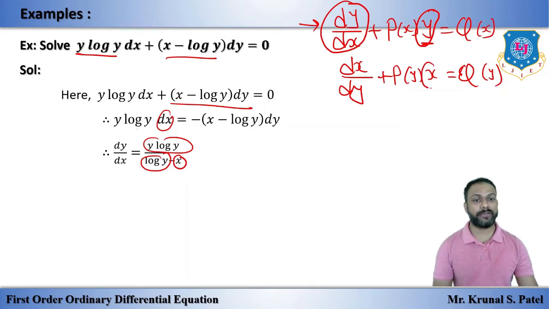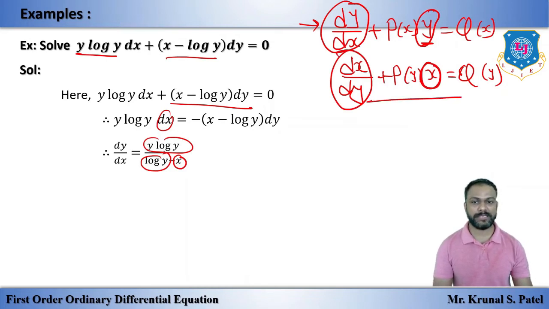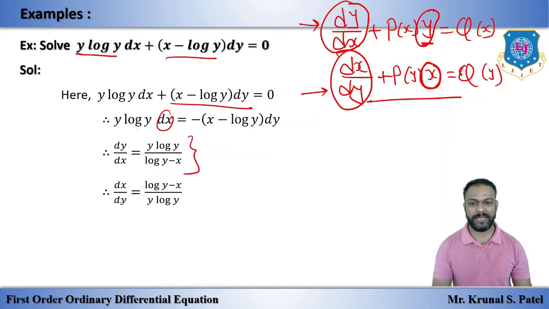Now when we have x raised to 1, that means x is only and dx by dy, then we have to convert it into this form. So here you can see x is the single x, we have only x raised to 1, other than this x raised to 1 no other term with x, and this is our dy by dx. So now we have to convert this into this form. For that, dy by dx is not considered, we will find dx by dy. So we'll just reciprocate this term, so dx by dy becomes log y minus x upon y log y.